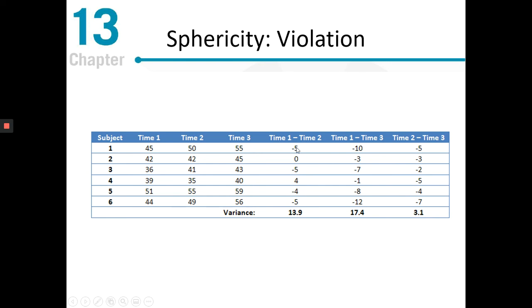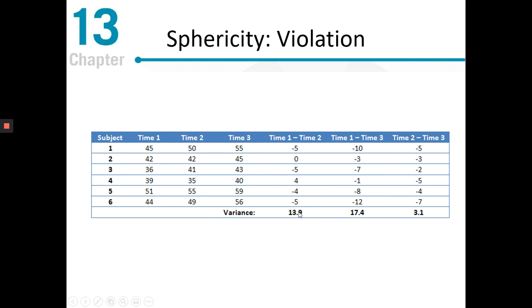Now these scores are considered raw data. We can actually put these scores in our online calculator and find out the variance. Same thing for this: put those scores, find out the variance. Put those scores, find out the variance. So what sphericity is saying is that those difference scores, their variances should be relatively the same.